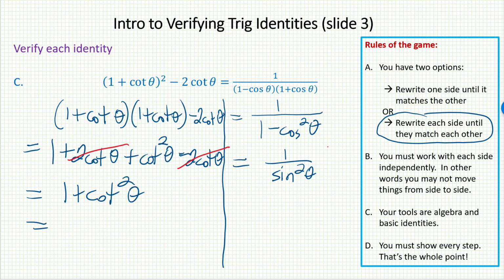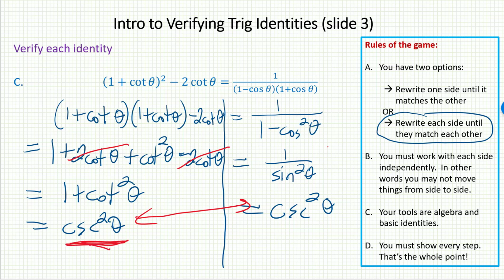This is why learning those basic identities is so important, because 1 plus cotangent squared theta, that's a Pythagorean identity. That's equal to cosecant squared theta. But wait, 1 over sine squared theta, going back to the right, that's also equal to cosecant squared theta. We're done. We match. Again, until the two sides are exactly identical to each other, you are not finished. We rewrote each side until they matched each other, thus verifying the identity.